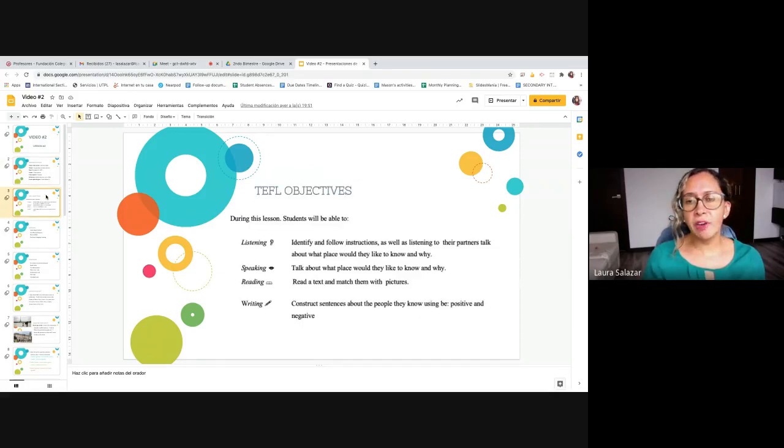The TEFL objectives for this lesson. During this lesson, students will be able to, for listening, identify and follow instructions, as well as listen to their partners talk about what place they would like to know and why. For speaking, talk about what place they would like to know and why. For reading, read a text and match it with pictures. For writing, construct sentences about the people they know using be, positive and negative.